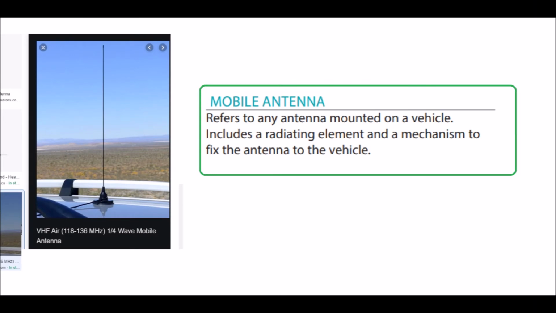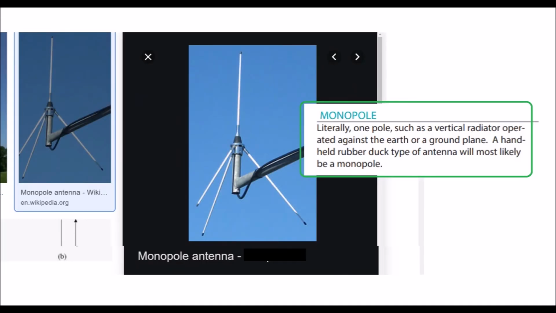Mobile antenna refers to any antenna mounted on a vehicle, includes a radiating element and a mechanism to fix the antenna to the vehicle. Monopole: literally one pole, such as a vertical radiator, operated against the earth or a ground plane. A handheld rubber duck type of antenna will most likely be a monopole.